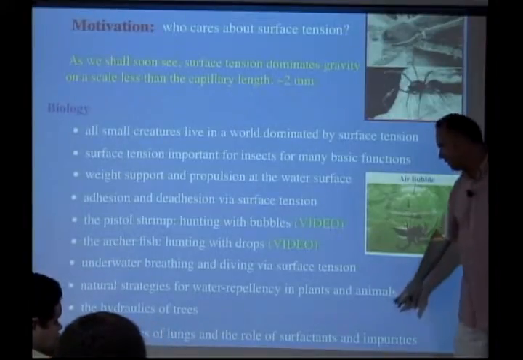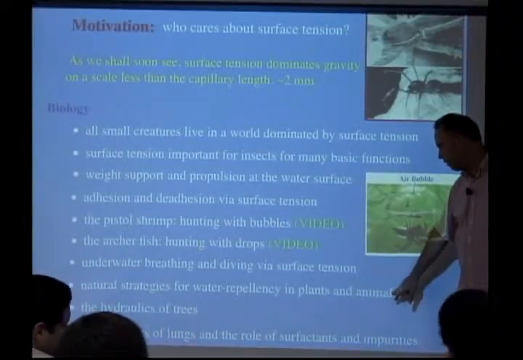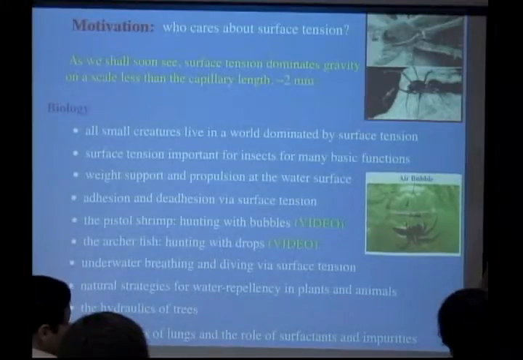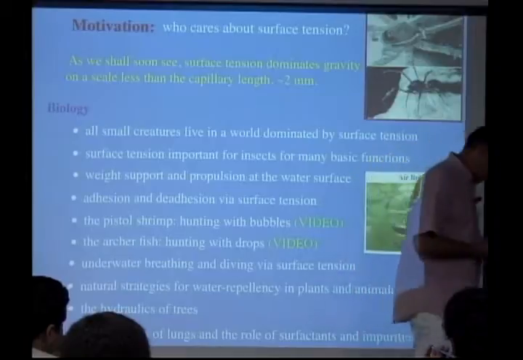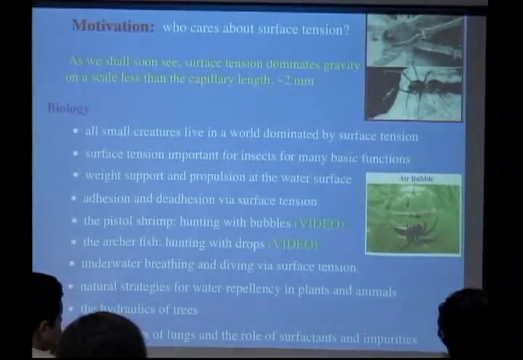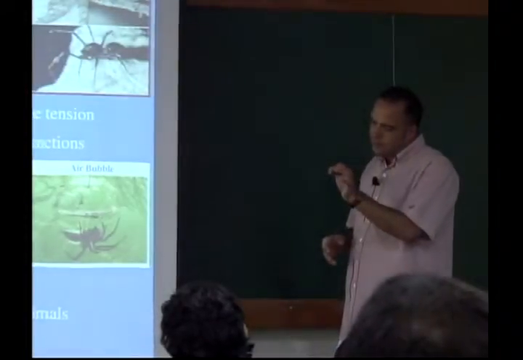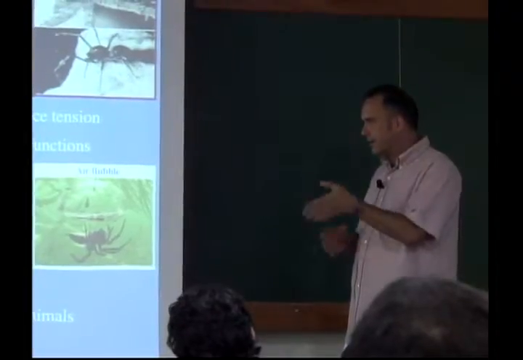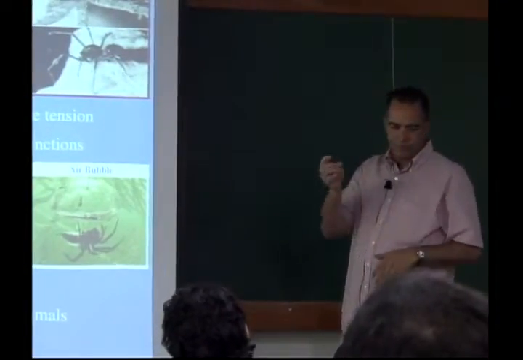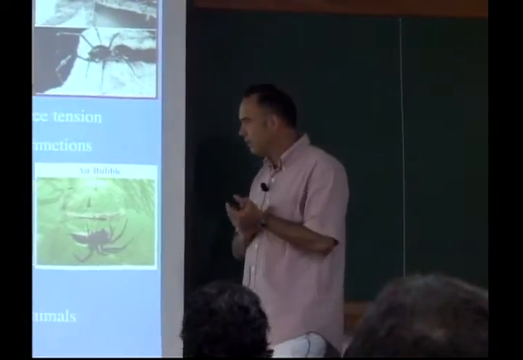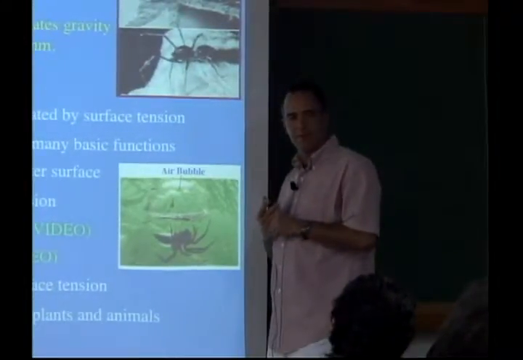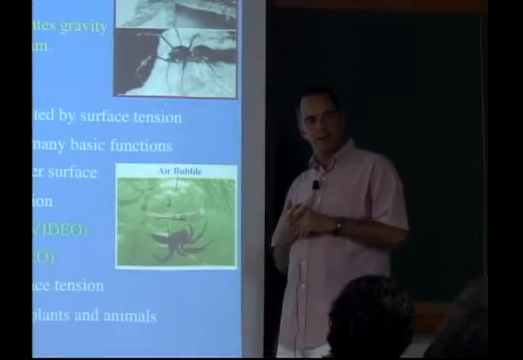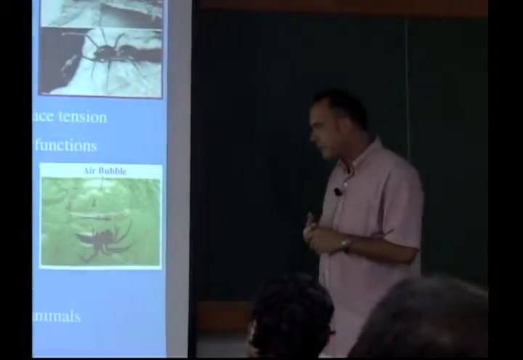Okay, and we've discussed a little natural strategies for water repellency, and we'll get into that. The hydraulics of trees is strongly influenced by surface tension. So whenever you have a very small constriction, a pathway of fluid which is very small relative to the capillary length, which we'll define soon, basically anything on the order of millimeters or smaller, then surface tension is going to come into play if there are interfaces. Okay?